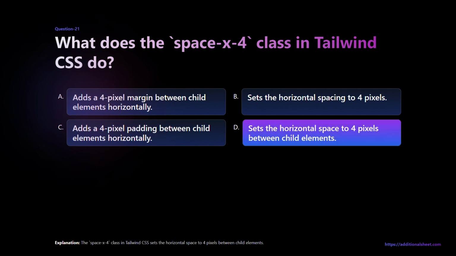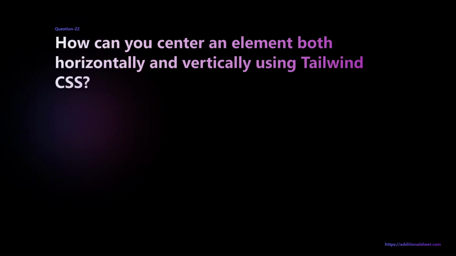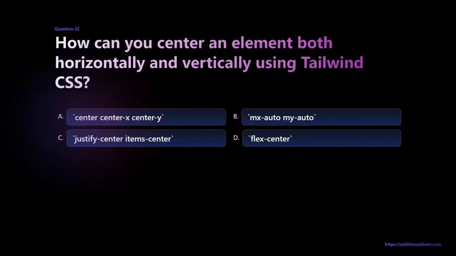The correct answer is option D, sets the horizontal space to 4 pixels between child elements. How can you center an element both horizontally and vertically using Tailwind CSS? Option A, center center X center Y. Option B, MX auto my auto. Option C, justify center item center. Option D, flex center.